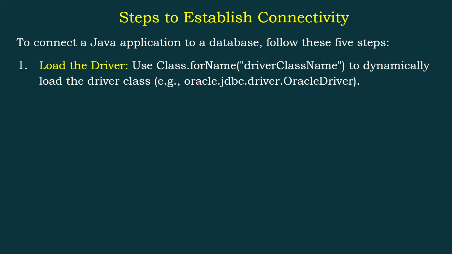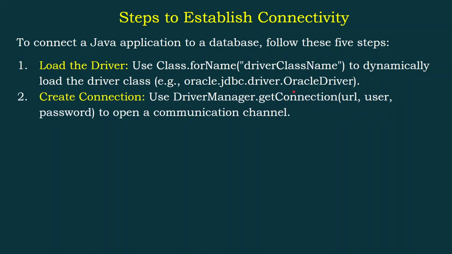Here an example is oracle.jdbc.driver.OracleDriver. We have also used sun.jdbc.odbc.JdbcOdbcDriver. So different drivers are available. First you have to load it. Second one is create the connection. Use DriverManager.getConnection with the URL, username, password to open a communication channel. Only when the communication channel is open, we can pass the data.